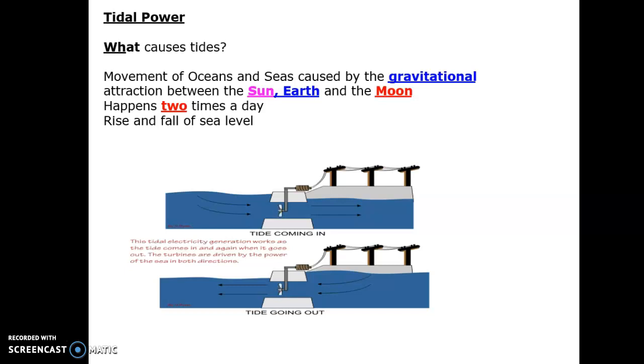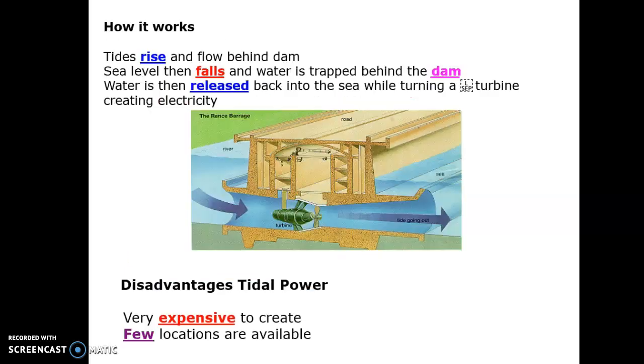So what causes the tides? Well, it's the movement of oceans and seas caused by the gravitational attraction between the sun, the earth, and the moon. So it's basically the pull of the moon. It happens 2 times a day, and the rise and fall of sea levels. So that's 2 high tides and 2 low tides, by the way.